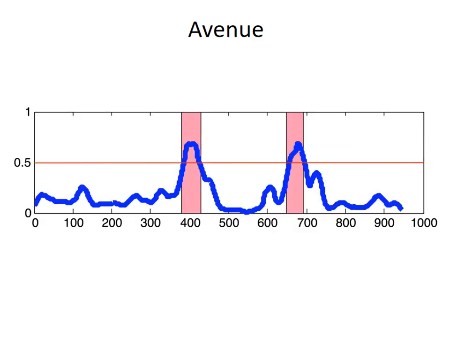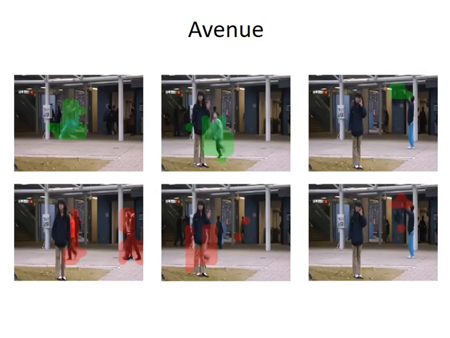In this figure, we illustrate the frame level anomaly scores on test video 4 from Avenue in blue against the ground truth labels in pink. A threshold of 0.5 is set in order to determine which frames are abnormal.